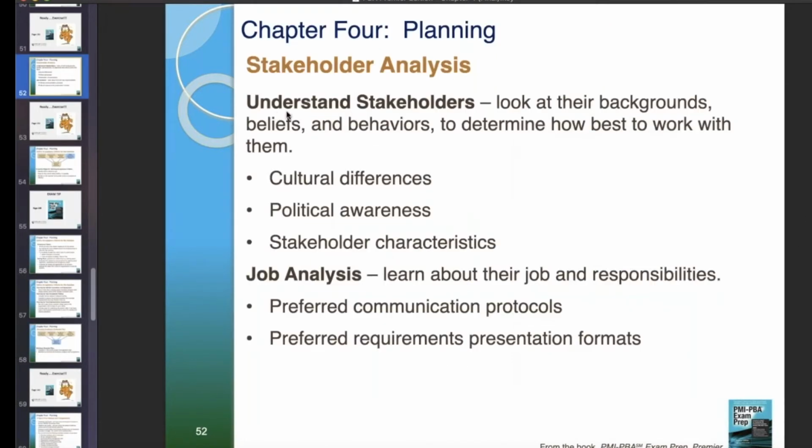Stakeholder analysis. Understand stakeholders. Look at their backgrounds, beliefs, and behaviors to determine how best to work with them. Cultural differences, political awareness, and stakeholder characteristics. Now we got to define what that is. Culture are the beliefs and behaviors of a particular group of people. Politics is the theory and practice of influencing others. So that's what you should take them to mean.